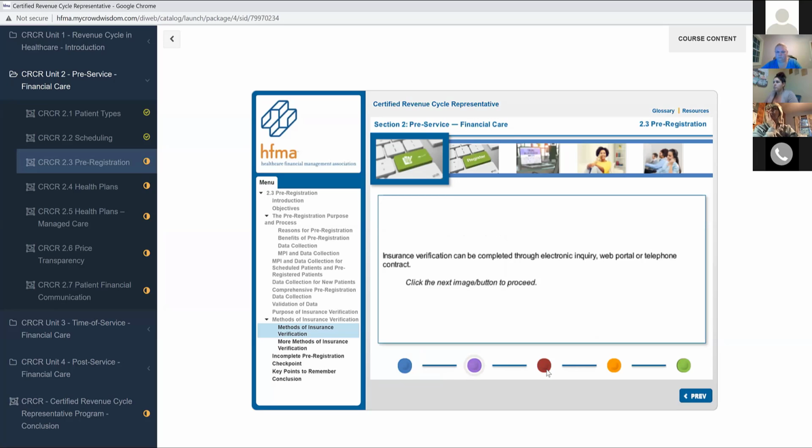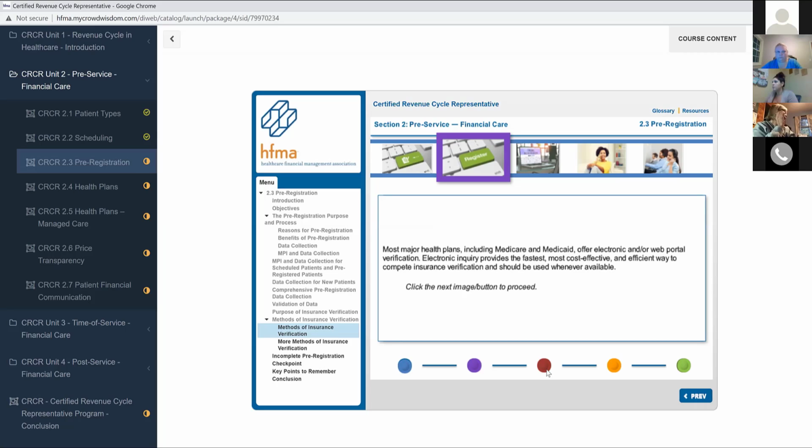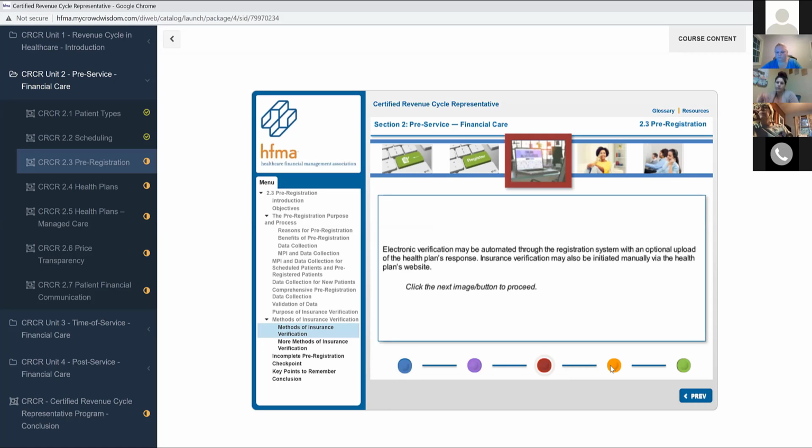Electronic verification may be automated through the registration system with an optional upload of the health plan's response. Some of you may see that in your own internal systems. You can upload it and it's in the patient account, in the notes or wherever it may be stored, that it was run, the patient's eligible, and this is the out-of-pocket expense. And insurance verification may also be initiated manually via the health plan's website, which I know we do. If we get an account that's denied, we just manually look up that one account.